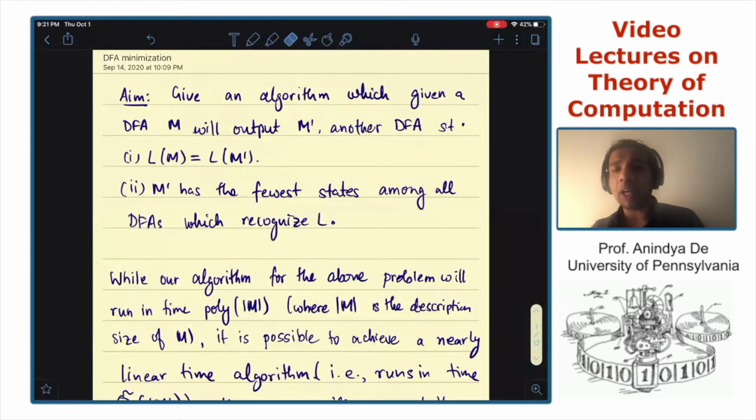Now, while the Myhill-Nerode theorem, or the proof of it, does give us this characterization, it doesn't tell us how to compute the smallest DFA. If I'm given a regular language, how can I compute the best DFA, the smallest DFA for the language?